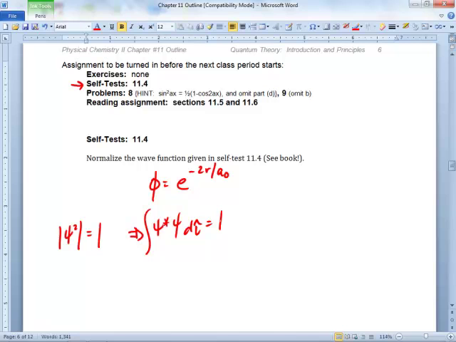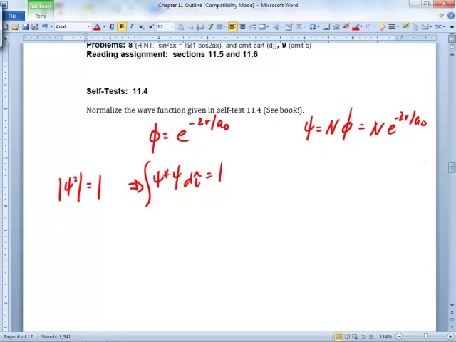So let's put in our wave function here. Our wave function is going to be what times phi? That big N, right? Our normalization constant. So that means our wave function is really N times e to the negative 2r over a naught. So let's put that in. We want 1 to equal the integral psi star psi. Now, is there a little i to worry about? There isn't. But if there was, we would replace it with negative i because it's psi star's first. But it's not there, so we just put it in.